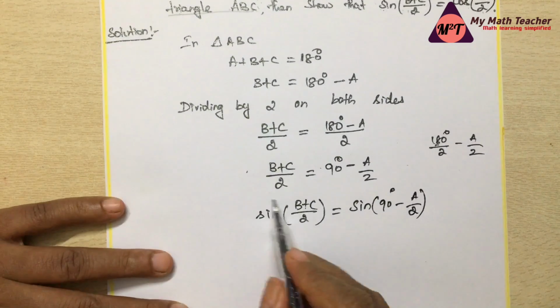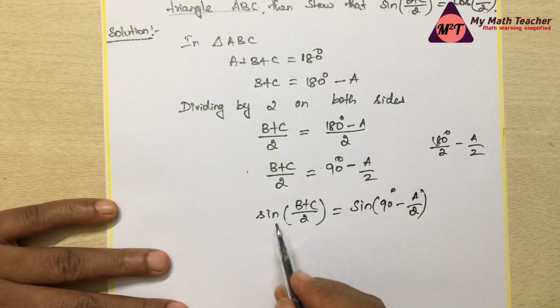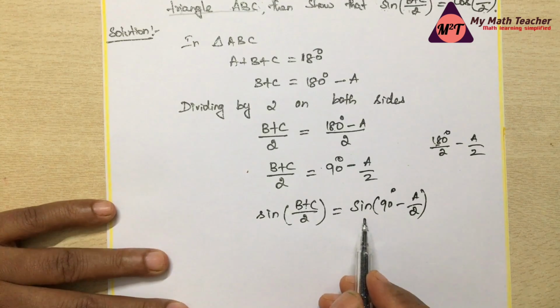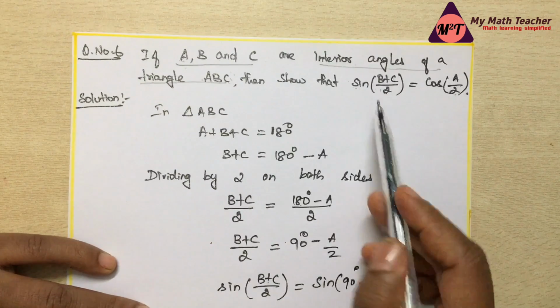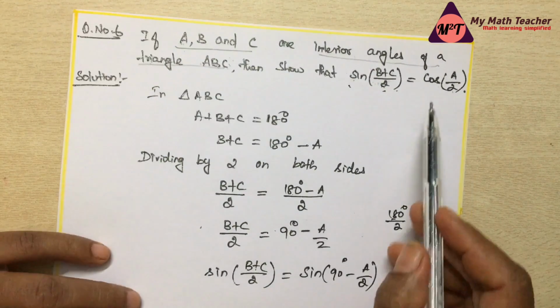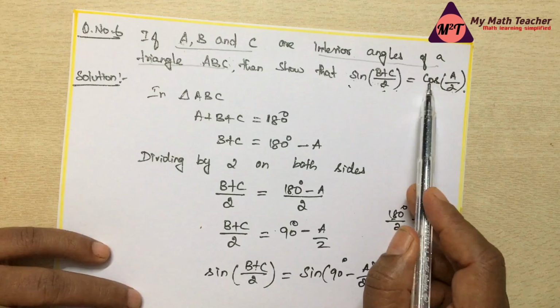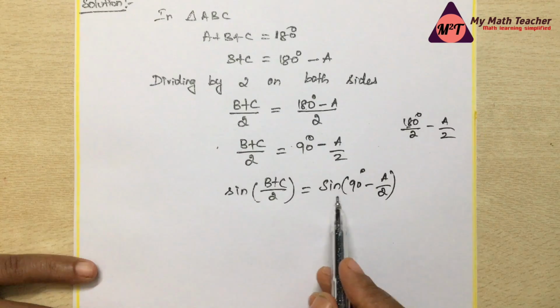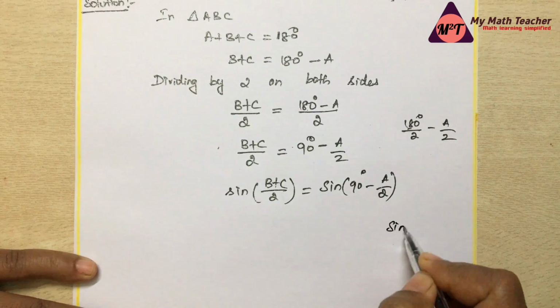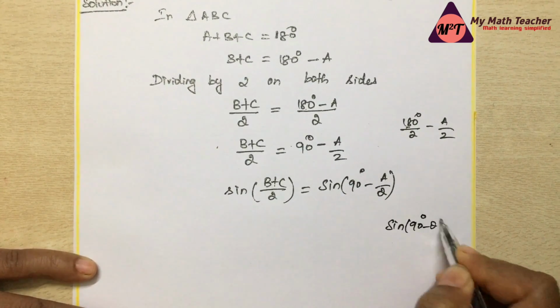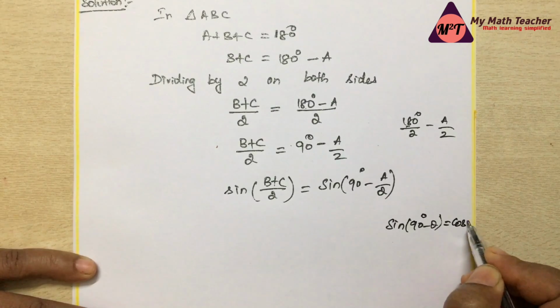Whatever you are doing on the left hand side in the equation, the same you have to do on the right hand side. Now sine((B plus C) by 2), I have got the left hand side as it is. And on the right hand side we have to get cos(A by 2). As you can see, it is sine(90 degrees minus A by 2). As you know, sine(90 degrees minus theta) is equal to cos theta.